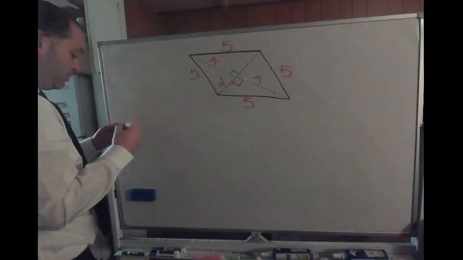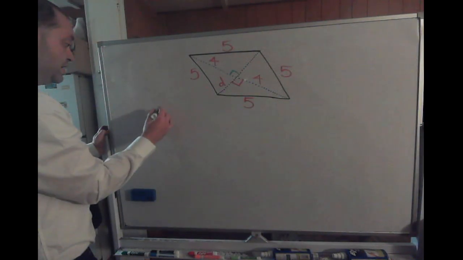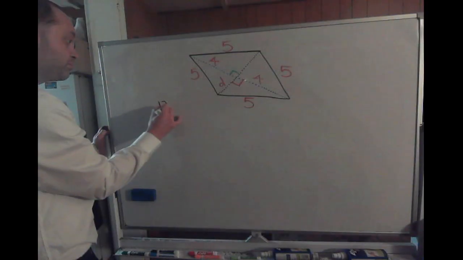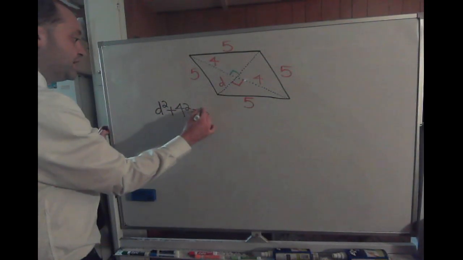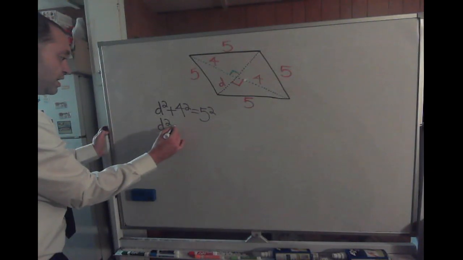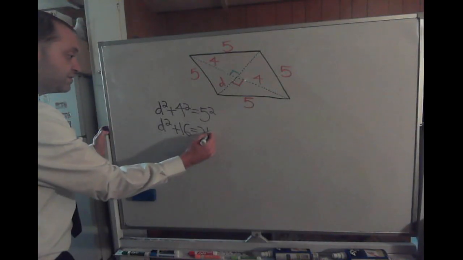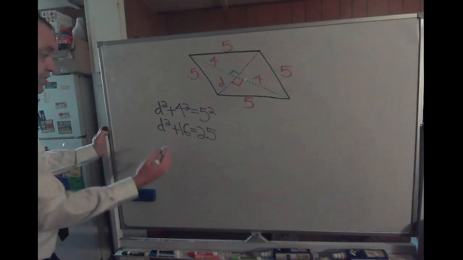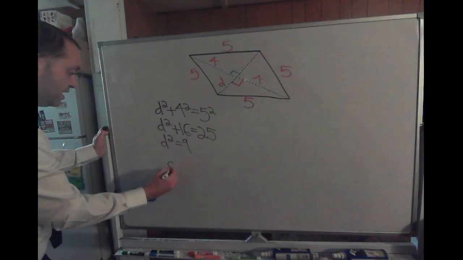So, of course, now it's just a matter of doing some Pythagorean theorem. If you take that D squared plus the other leg 4 squared, set it equal to your hypotenuse 5 squared, you'll get that D squared plus 16 is equal to 25. Which then means that D squared equals 9, so that would give you D equals 3.